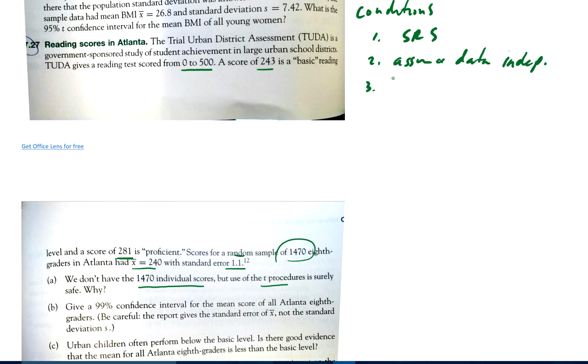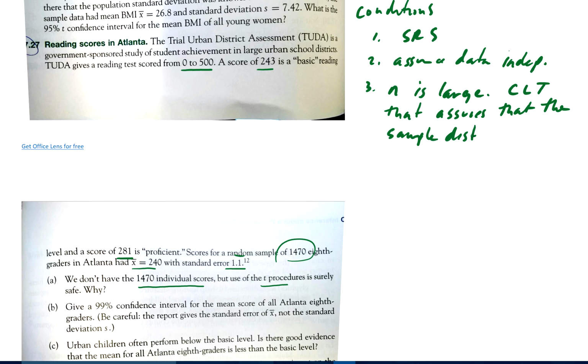And thirdly, N is large. Because N is large, we have that thing that we talked about a while ago called the central limit theorem that assures that the sample distribution is approximately normal. And the sample distribution is what allows us to make claims about X bar and do confidence intervals and hypothesis tests and everything.